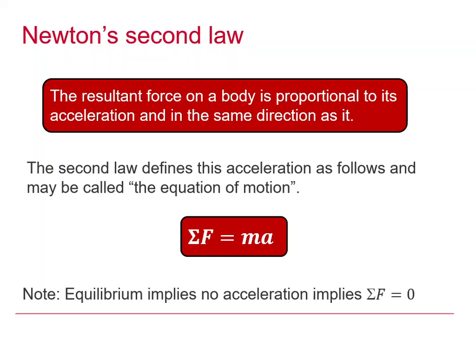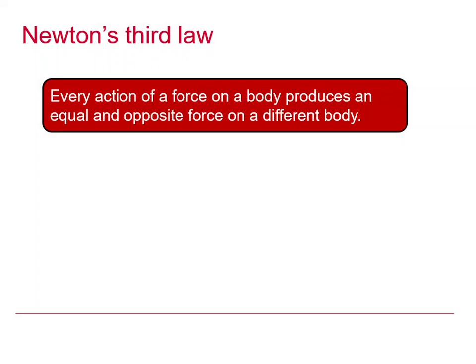And if you put that sigma F is 0, we go back to the original situation where there is no acceleration, which corresponds to a constant velocity, or the special case, 0 velocity. Now the third one is the subtle one. Every action produces an equal and opposite reaction, as it has traditionally been stated.